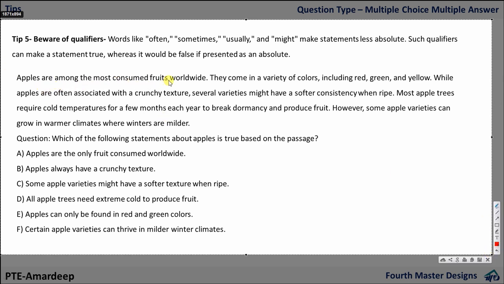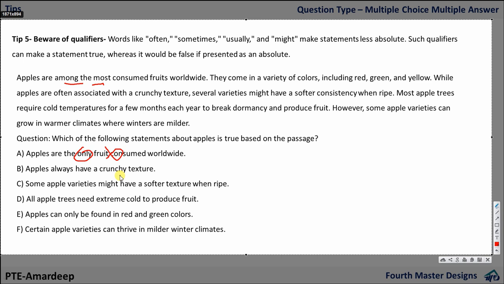Apples are among the most consumed fruits worldwide. They come in a variety of colors, including red, green, yellow. What is the question? Which of the following statements about apples is true? Okay. Apples are the only fruit consumed. Well, only? No, guys, it's the most consumed. Means there are also are among the most. Means let's say if there are two, three are most, it is one of those two, three. It is not the only, so eliminated.